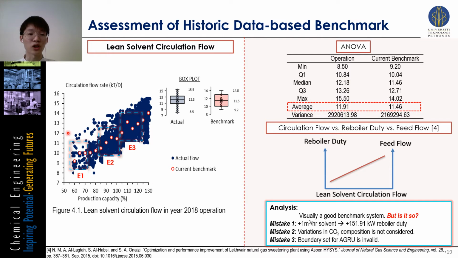Secondly, from here, you can see that for each of this production capacity, there's only 1 point data. It means that this data does not consider any CO2 composition variation, which is incorrect because in an actual LNG plant, the CO2 composition varies all the time. It is fluctuating. So without considering these fluctuations, this benchmark is left questionable. And in terms of the next mistake, which is mistake 3, about the boundary set of the AGRU, let us proceed to the next slide.